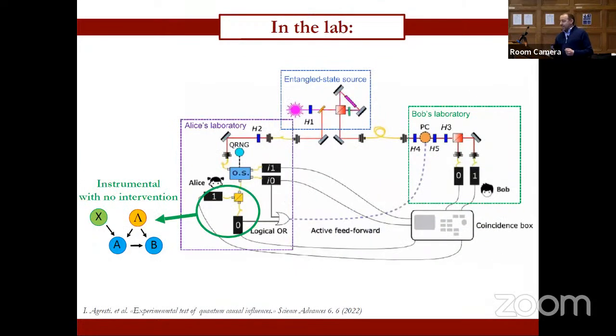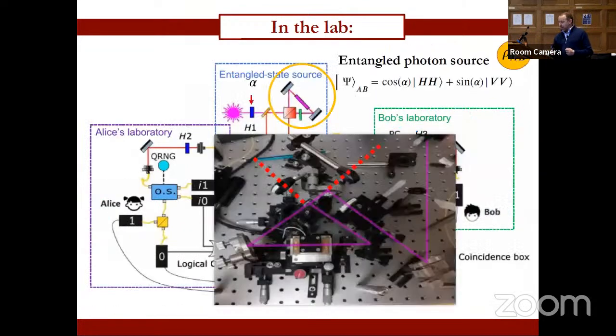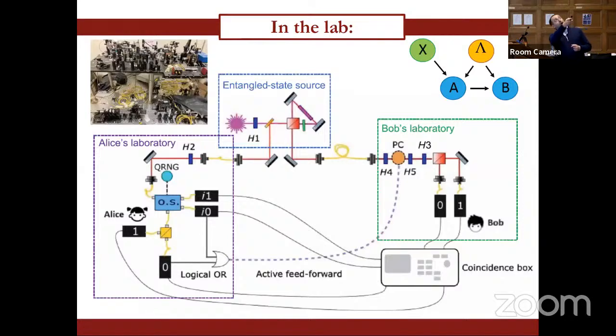In this scenario, you have only one random variable. That's the difference with the Bell test. In the Bell test, Alice and Bob both decide what to measure. In this scenario, only Alice does: you have only a variable X, which is influencing A, and then A is directly influencing B.